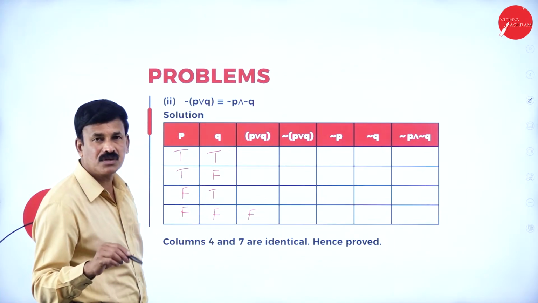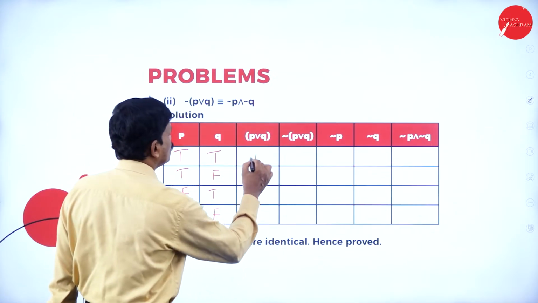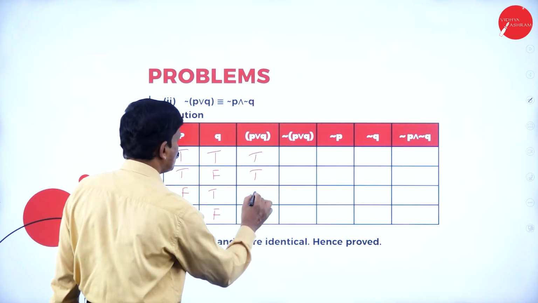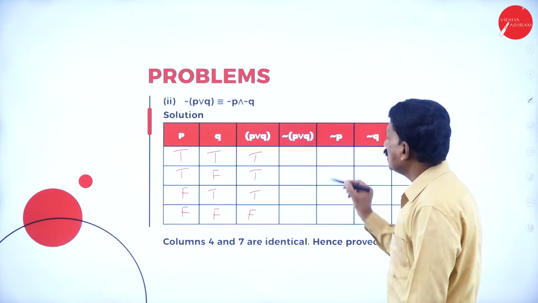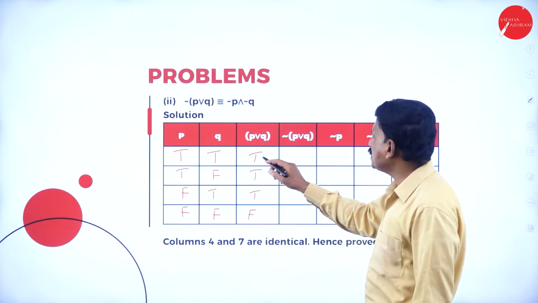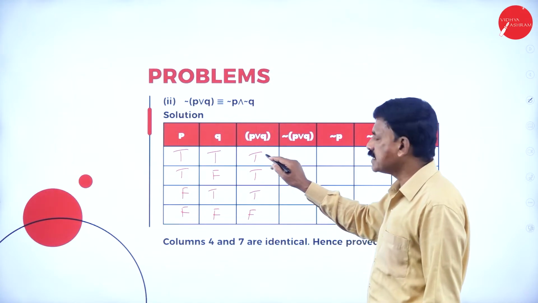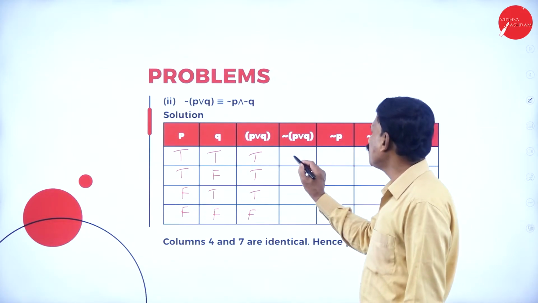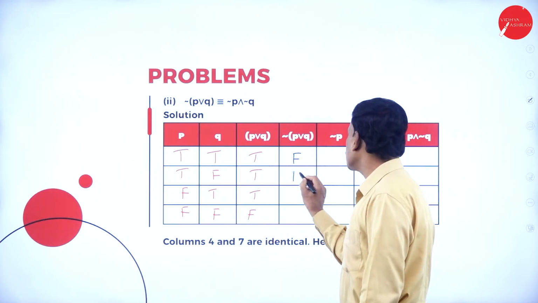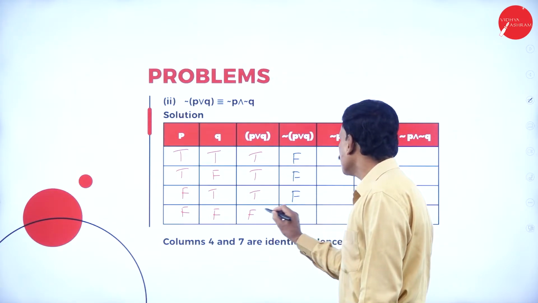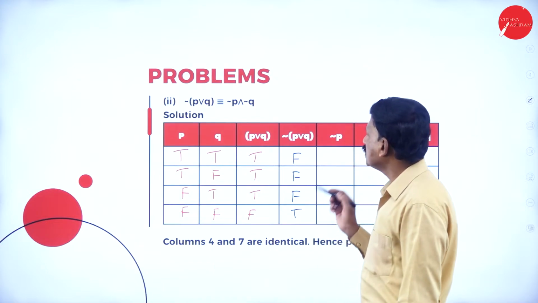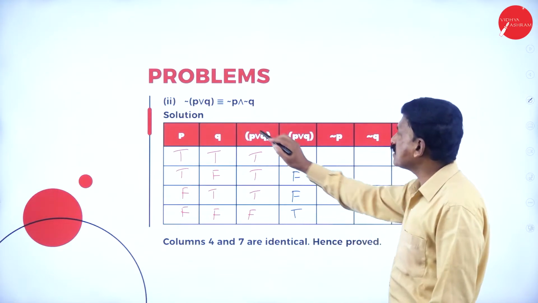False and false is false. In all other cases, it is true. True and true is true. True and false is true. False and true is also true. Now, let us write out the negation for this P disjunction Q. Negation of P disjunction Q. So, for true it is false, for true it is false, for true it is false, for false it is true. So, this is the first part of the given equation.